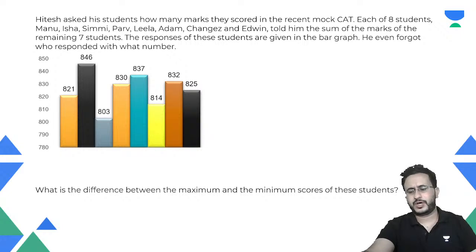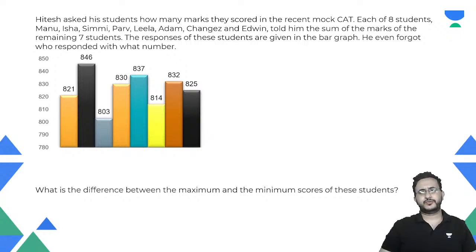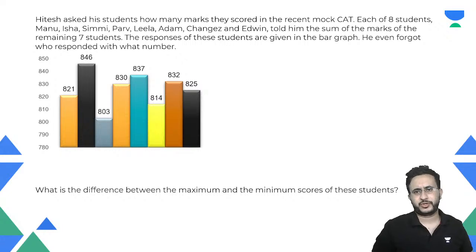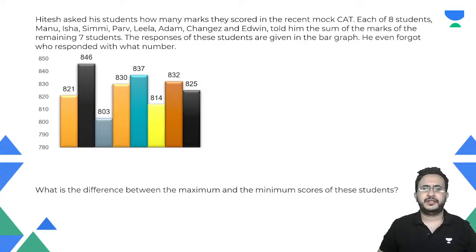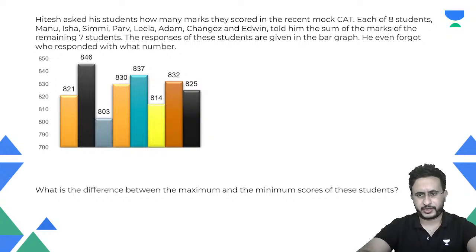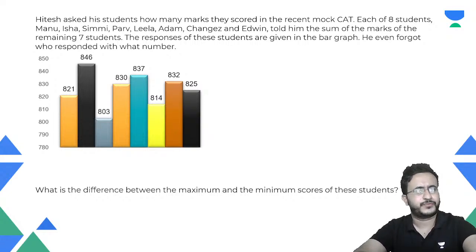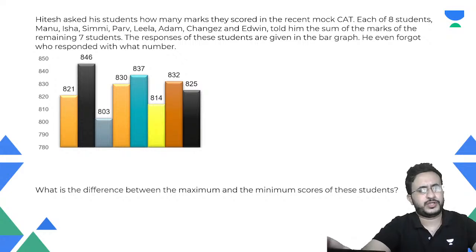There is a person, Hitesh, who asked students how many marks they scored in a recent mock test, and each of these eight students told him the sum of the marks of the remaining seven students. These responses are given in the bar graph. He even knows who responded with what number. So what data he has is the total given by these students. They told the total of the other seven students.